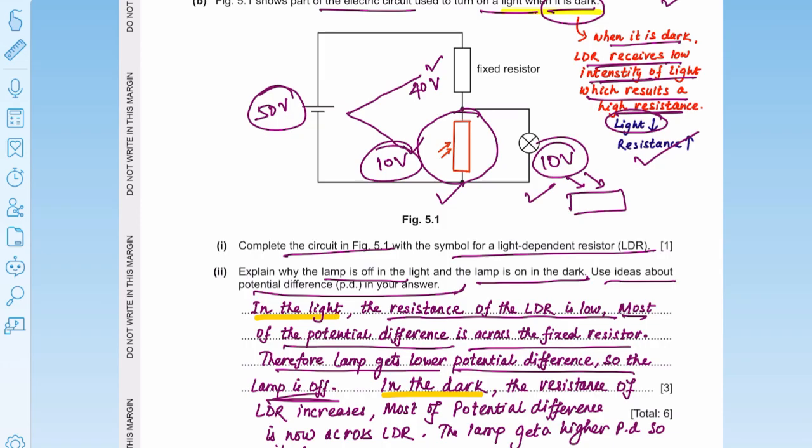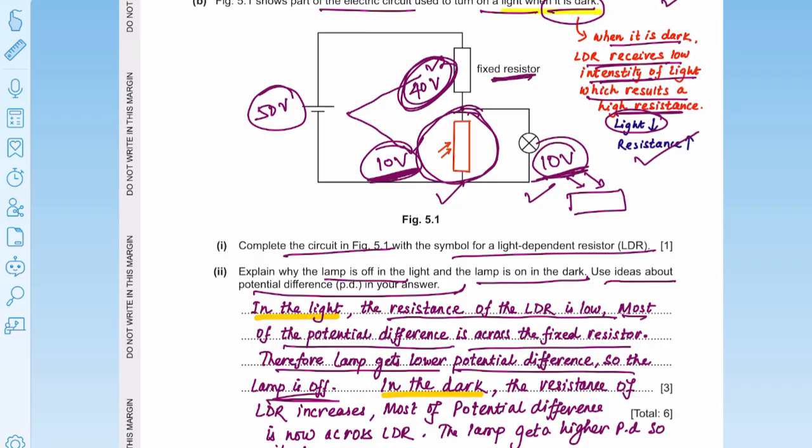So in the light, what happens? The resistance of this increases, which means all the potential difference will be given to the fixed resistors. If the PD is low here, the lamp also will not glow properly, or the lamp is off. Do you understand clearly?